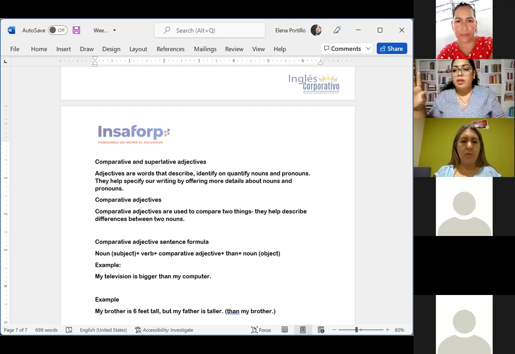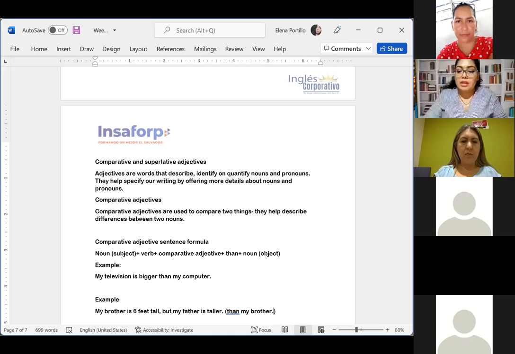So, tenemos aquí lo que son los comparativos. En este caso, solo estamos hablando de los comparativos. Tenemos una fórmula que vamos a seguir, que es el nombre o el sujeto, más el verbo, más el adjetivo, ya transformándolo en la parte comparativa, el than, que es el que nos va a dar la pauta para hacer la comparación, más el nombre o el objeto. Esa es la fórmula que en muchos de los casos vamos a seguir, pero si tenemos información clara, así como en el segundo ejemplo, no es necesario que escribamos than y the noun. En el caso de mi hermano es, y ponemos la estatura, pero mi papá es más alto, ya sabemos quién es el más alto de los dos.